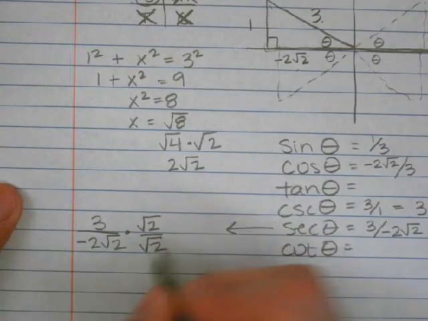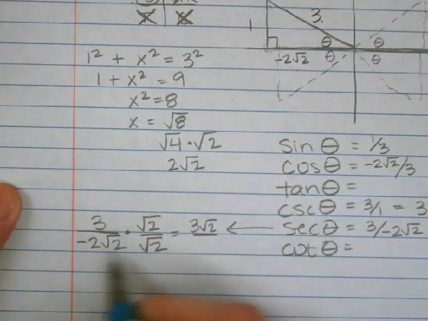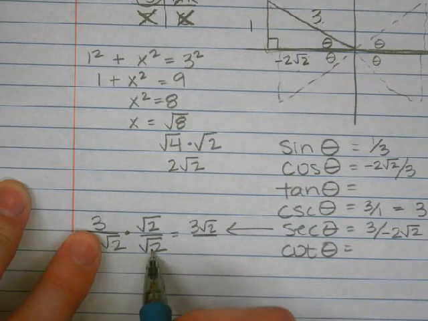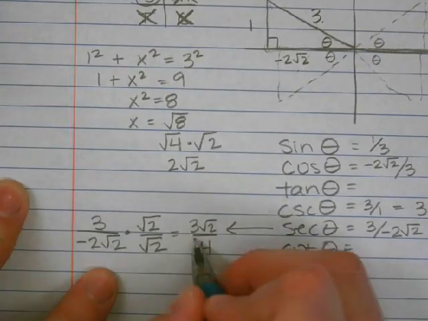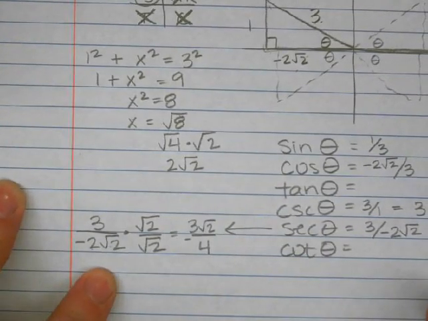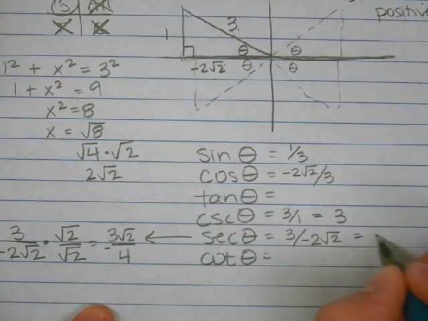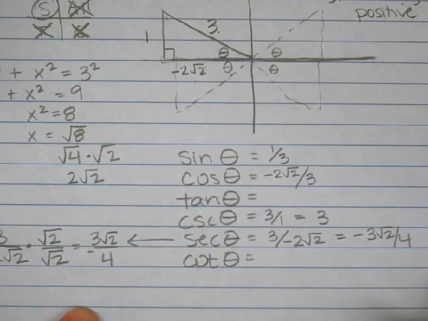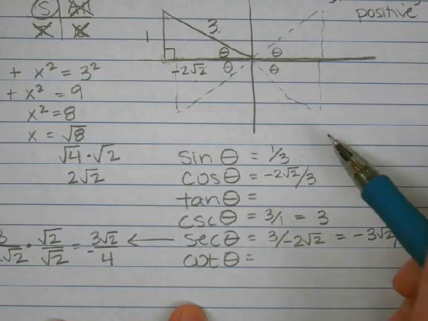3 times root 2 is 3 square root 2. We have a 2 right here, so I'm going to hold on to that 2. Root 2 times root 2 is also 2. So we have 2 times 2 is 4. And this fraction was negative. All right, so that means that secant, if I simplify it, is actually negative 3 square root of 2 over 4. Okay, then tangent is opposite over adjacent.